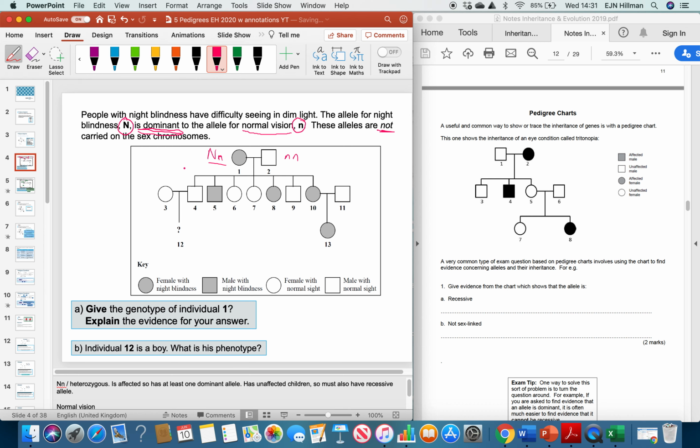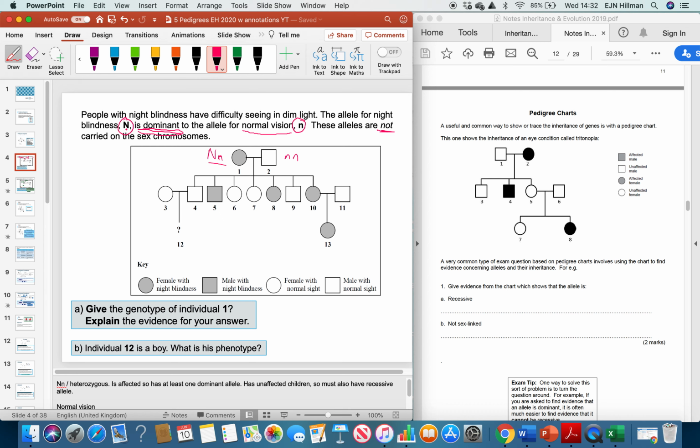Now we could go through all of these numbers and determine what their genotype is, but we won't. No, we'll just jump onto individual number 12. We know that 3 and 4, the parents of individual number 12, are normal. They have normal vision.